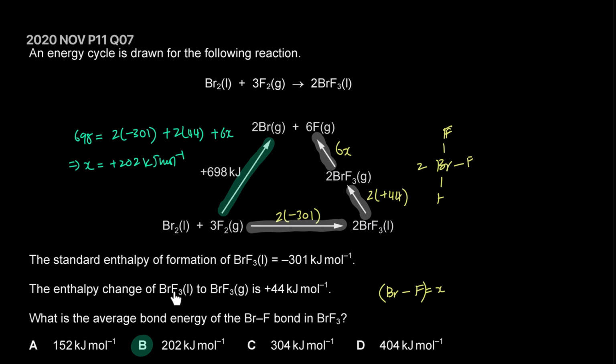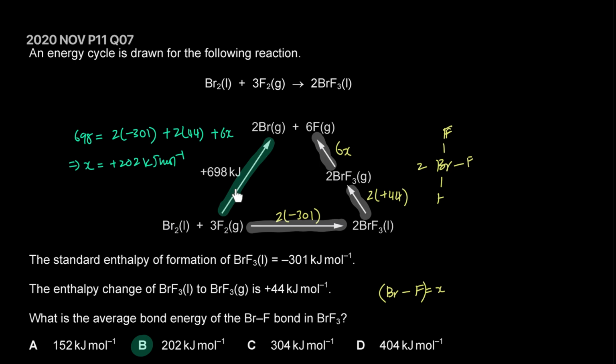That's again for 1 mole of BrF3 liquid being vaporized. Since we have 2 moles, that'll be 2 times positive 44. And then once we have gaseous covalent bonds, we're breaking those covalent bonds to form the gaseous atoms. We don't know the bond energy. That's X. If we have 2 moles of BrF3, that means we have 6 moles of gaseous covalent bonds. The energy for that would be 6x, x being the energy needed to break 1 mole of gaseous covalent bonds. Here we have 6 moles, so that'll be 6x.